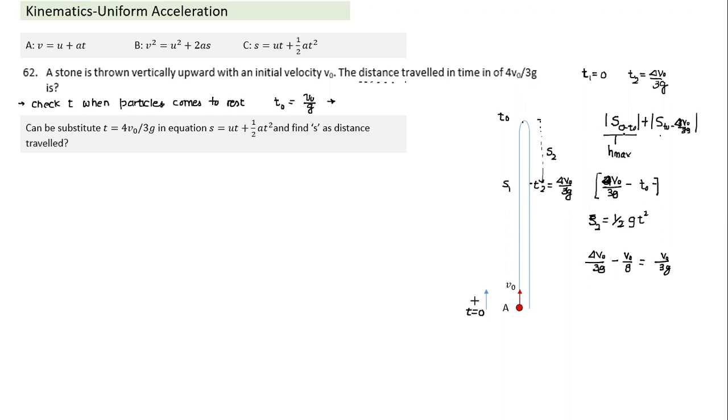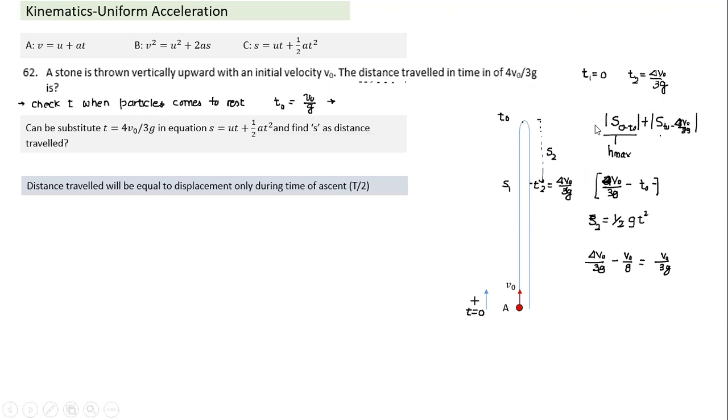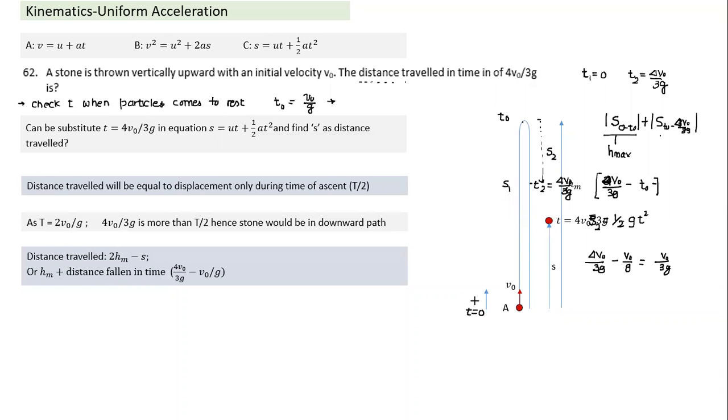Since the distance traveled is a magnitude, we calculate from the starting time till which instance? Till the instance it comes to rest, and then from the instance it has come to rest to the final time. Can you also think of, okay, that's one way: distance traveled equals displacement only at the time of ascent. So we can do that one. T has to be the downward path, and we can calculate this.